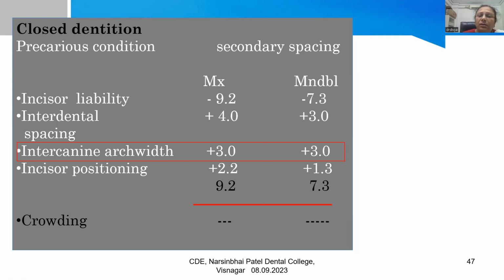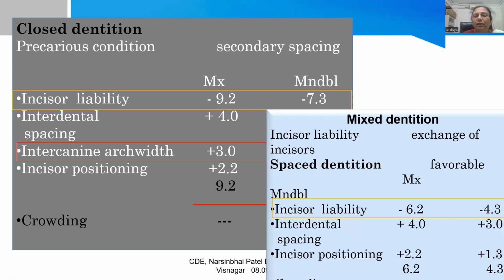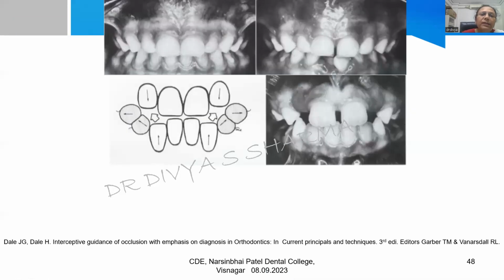Okay. So incisal liability, compared to the spaced dentition, is bigger in this, and it relies on the secondary spacing only. Secondary spacing is not there in the open type. Interdental spacing we have taken as common. Incisal positioning is also common, but here it is 0.